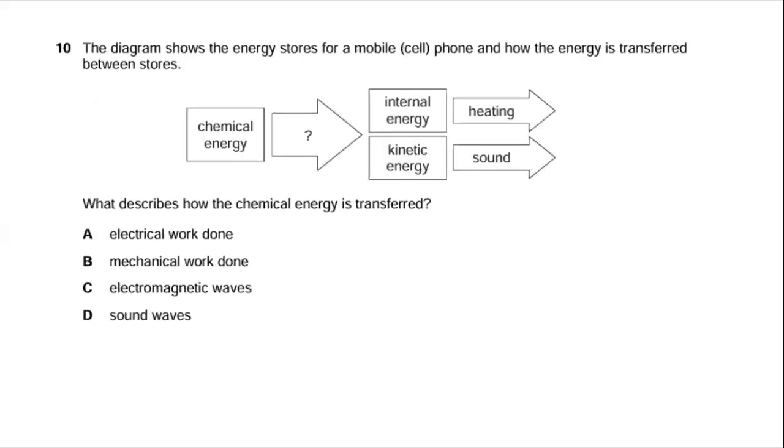Question number 10. The diagram shows the energy stored for a mobile cell phone and how the energy is transferred between stores. Chemical energy is transferred, internal energy to kinetic energy, internal energy converted to heat and kinetic energy converted to sound. What describes how the chemical energy is transferred? Surely it is not mechanical work done, not electromagnetic waves, not sound waves. So surely it is electrical work done. So the answer is A.